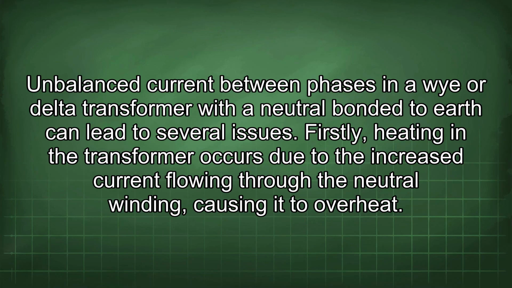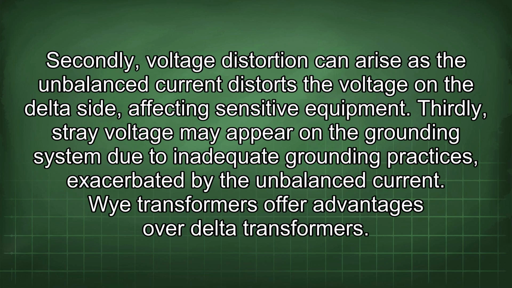Unbalanced current between phases in a Y or delta transformer with the neutral bonded to earth can lead to several issues. Firstly, heating in the transformer occurs due to the increased current flowing through the neutral winding, causing it to overheat. Secondly, voltage distortion can arise as the unbalanced current distorts the voltage on the delta side, affecting sensitive equipment. Thirdly, stray voltage may appear on the grounding system due to inadequate grounding practices, exacerbated by the unbalanced current.